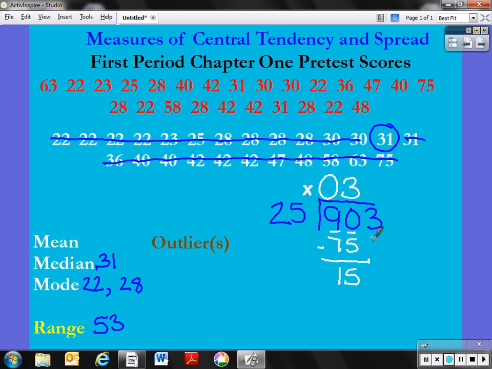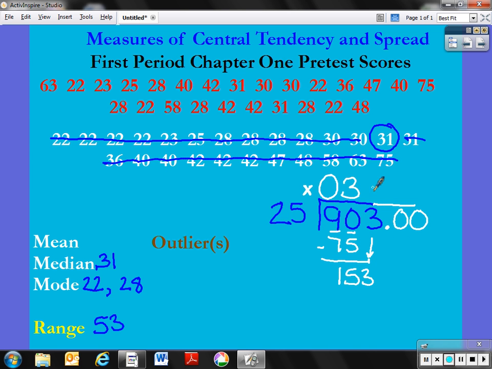I'm going to bring down the next value, which is a 3. Now I know for a fact that 75 does not go in 153 evenly, so I have to take this problem out a little further. The problem is I have no more digits to bring down, but I can add a decimal point. This is a whole number. At the end of every whole number, we have a decimal point. Now I'm going to add, let's just say, 2 zeros to the end. And I can bring these down whenever I need them.